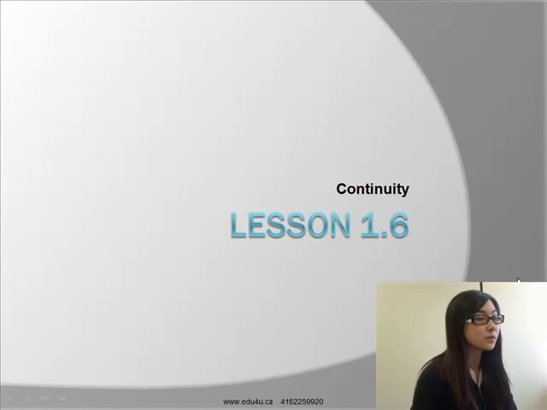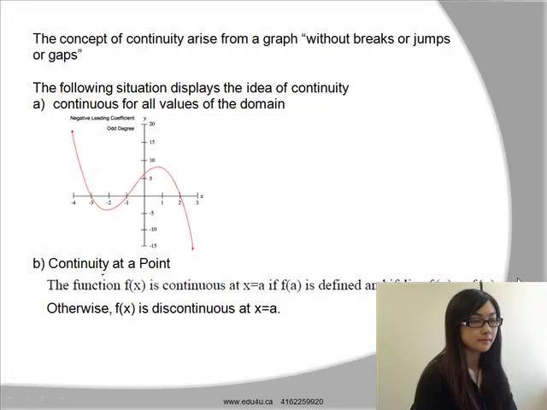Hi guys, this is lesson 1.6 and today we'll be talking about continuity. When we say a graph is continuous, we mean that a graph goes without any breaks or jumps or gaps. The following situation displays the idea of continuity.